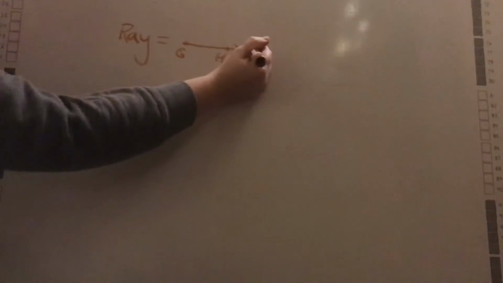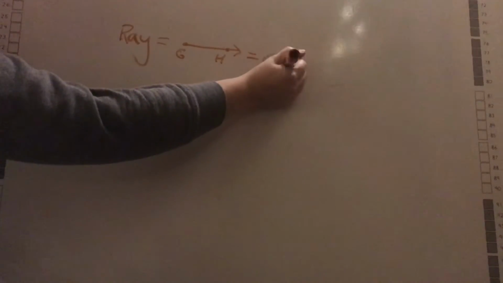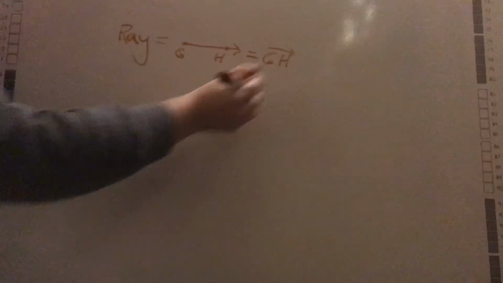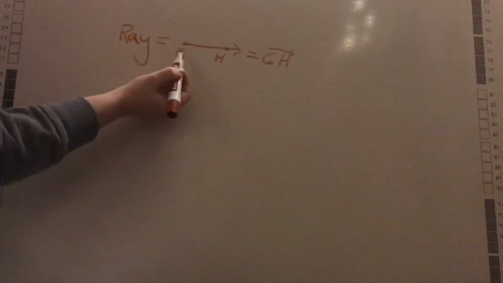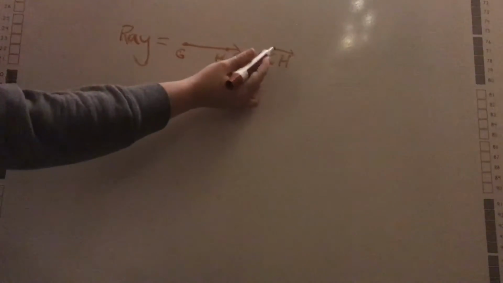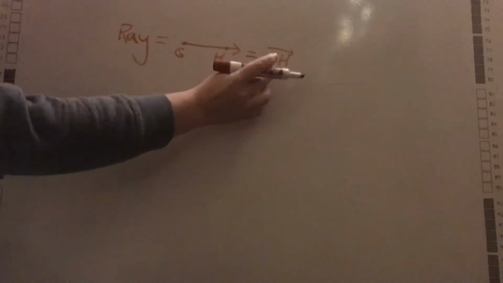And that is a line that has one endpoint and then extends forever in the other direction. You would write that as GH, with the arrow going in the direction that it was going. So if it was going this direction, you would put the arrow that way, or you would put HG and swap your points.